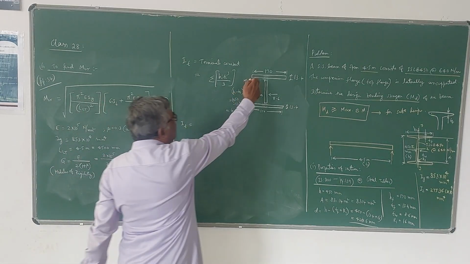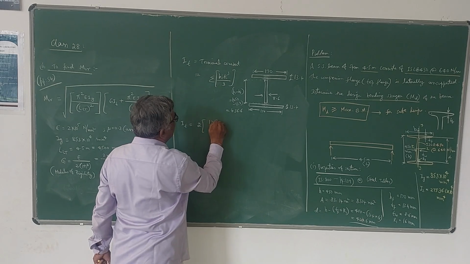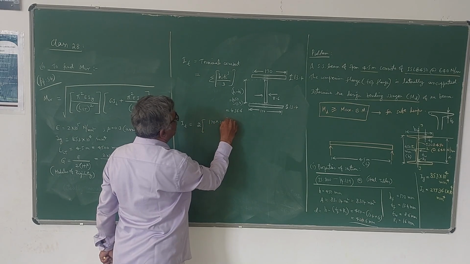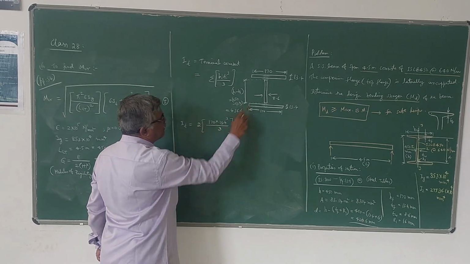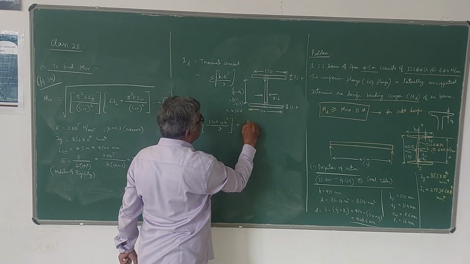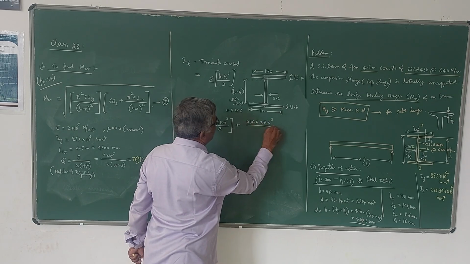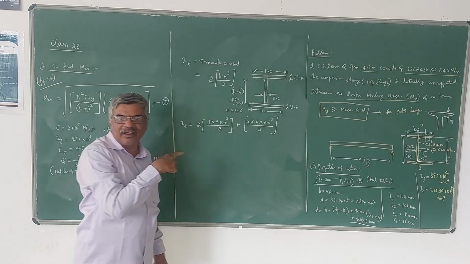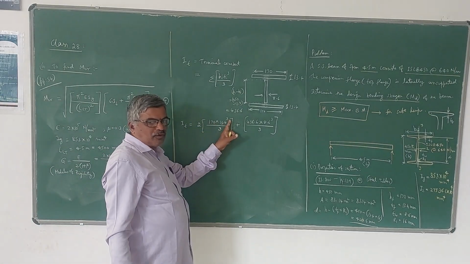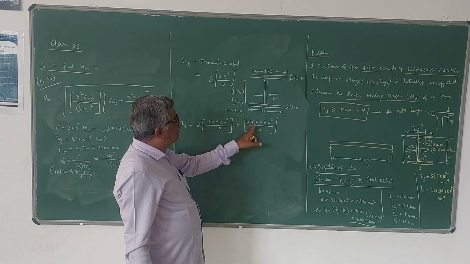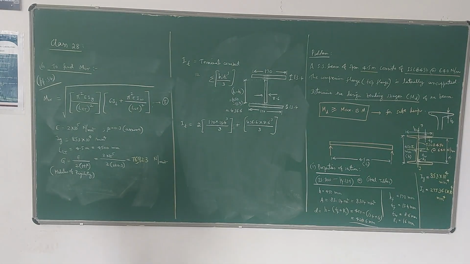For the flanges, there are 2 equal flanges, so 2 times B of flange, which is 170, into 13.4 cube by 3, plus the web: width 436.6 into thickness 8.6 cube by 3. So in the summation, there are 2 flanges: width of flange into thickness of flange cube by 3, plus the web: width of web into thickness of web cube by 3. This is what we do.